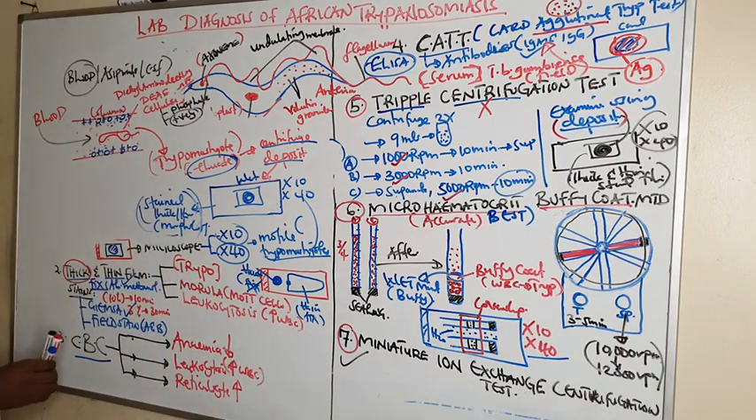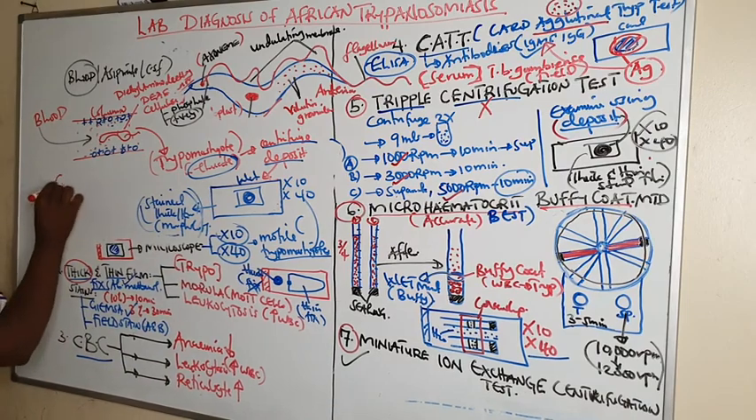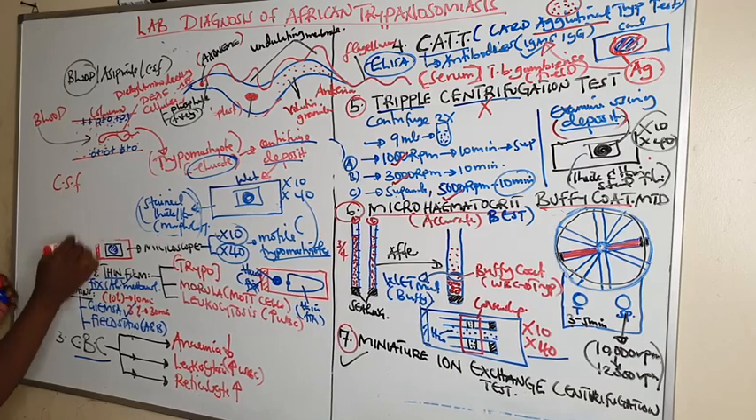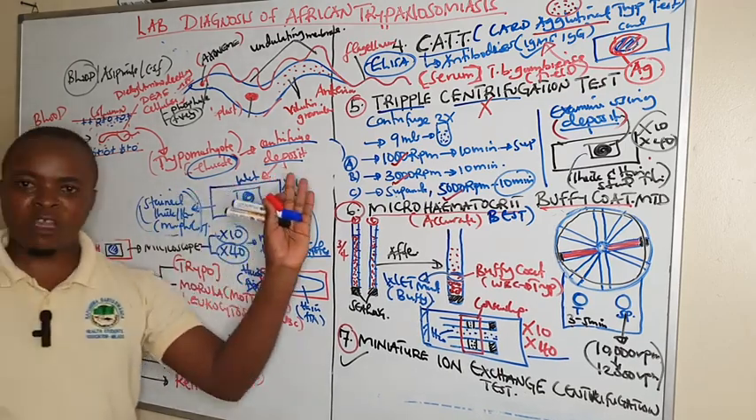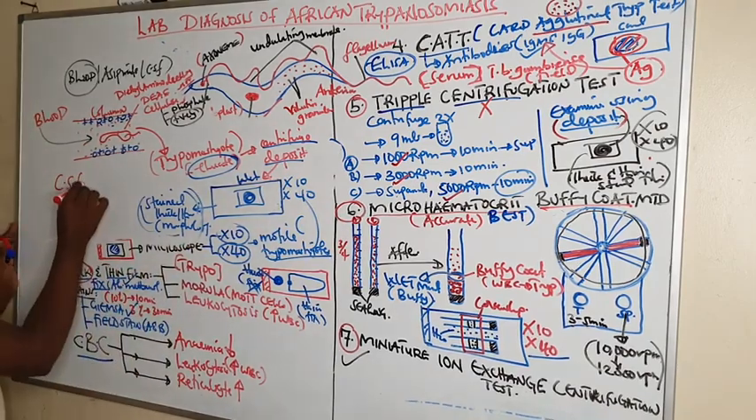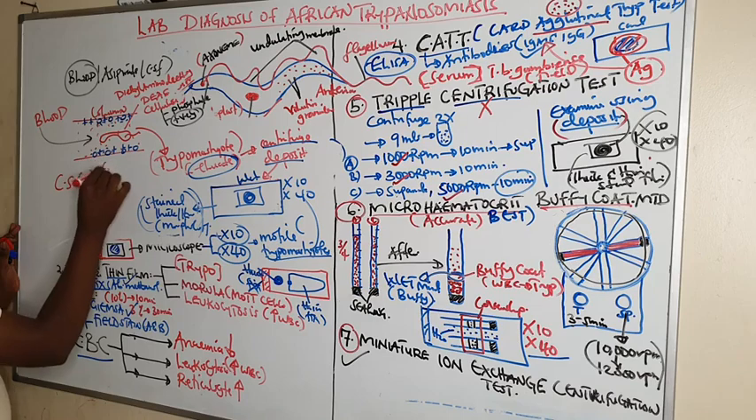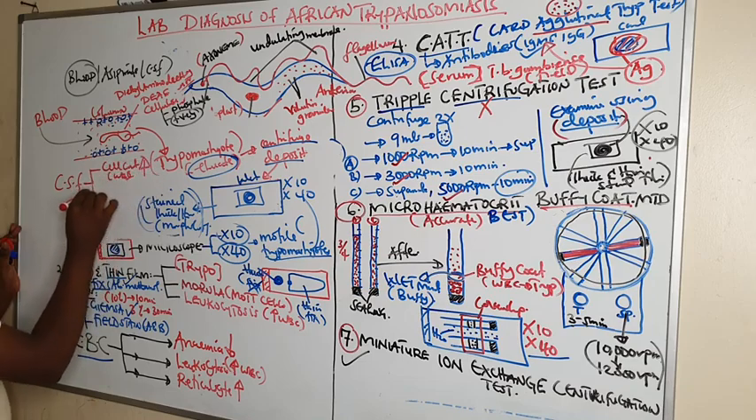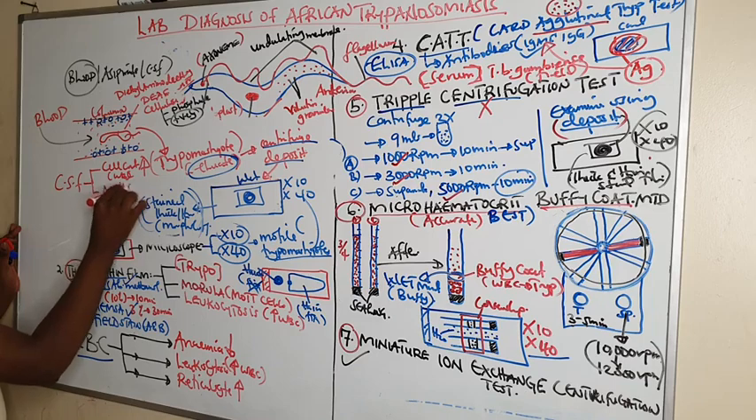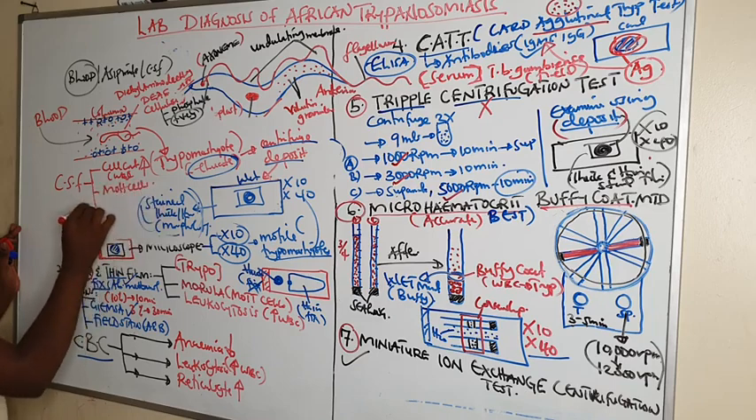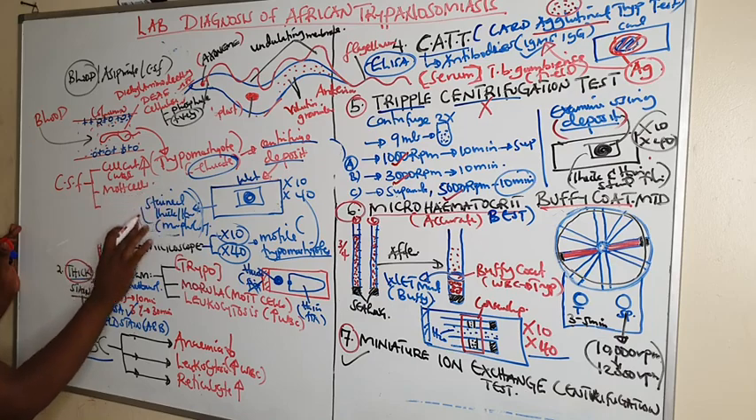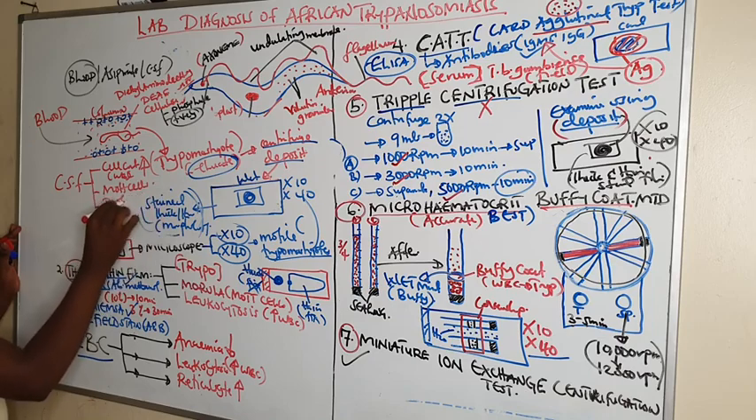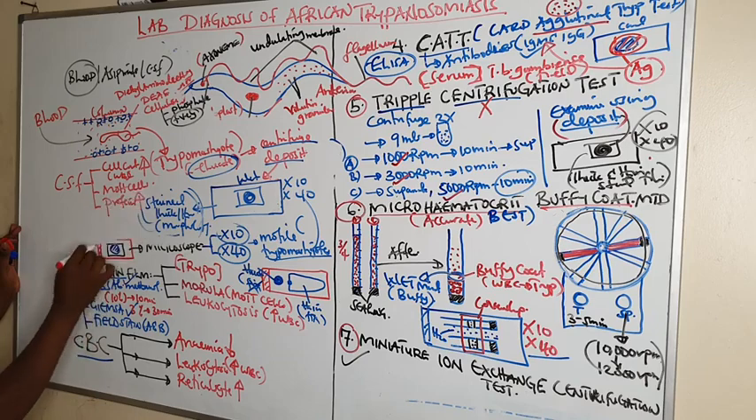And lastly, we saw ourselves collecting CSF, that is cerebrospinal fluid. Apart from looking for the presence of trypomastigotes, we can also perform the cell count, especially the white blood cell count, and it is always elevated. We can also look for the presence of morula cells, and we can also go ahead and do protein, and protein levels are always high.